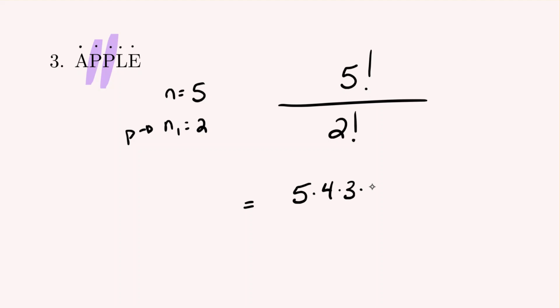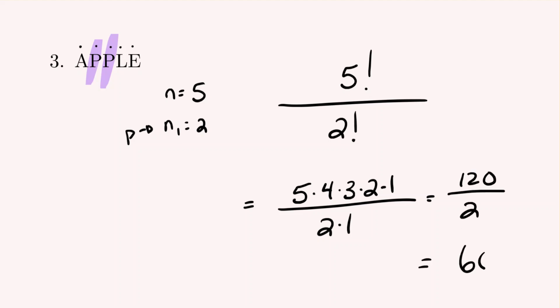The formula then says it's the total number of letters, factorial, divided by any repeats, factorial. There's only one group of repeats, my P's. So this is 5 factorial over 2 factorial. We know 5 factorial is 120, 2 factorial is 2. So this is 120 divided by 2. So there's 60 ways that I could rearrange the letters of apple in distinguishable ways.